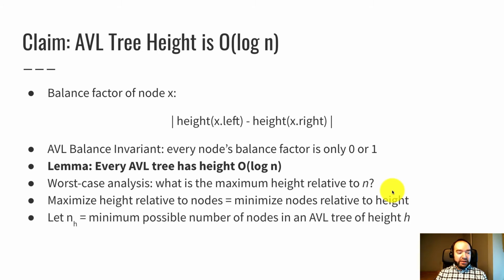So define n subscript h, I'm going to call this nh, but n subscript h is the minimum possible number of nodes that an AVL tree could possibly have when that AVL tree's height is h. And we're going to analyze for what that minimum is.